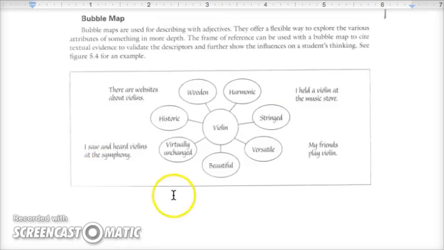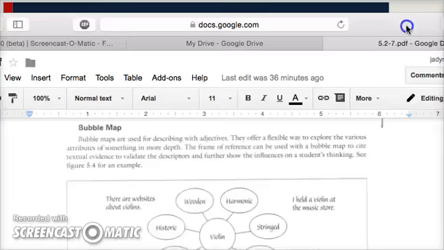So this person said, I saw and heard violins at the symphony. My friends play violin. I held the violin. They could say something like, I do not like the sound a violin makes. Anything like that could be around there.